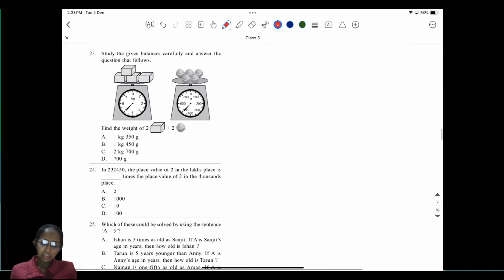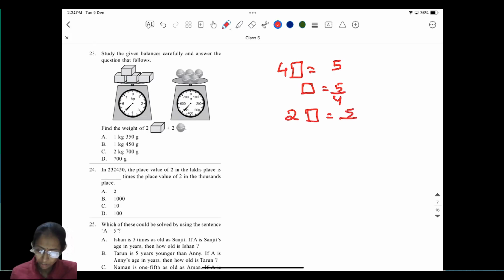Now the next one, 23rd. Study the given balance carefully and answer the question that follows. What is the weight of 2 boxes plus 2 balls? Now, when you see this, the weight of 4 boxes is equal to 5 kg. That means 1 box is equal to 5 by 4. So 2 boxes is equal to 5 by 4 into 2. That is 5 by 2.